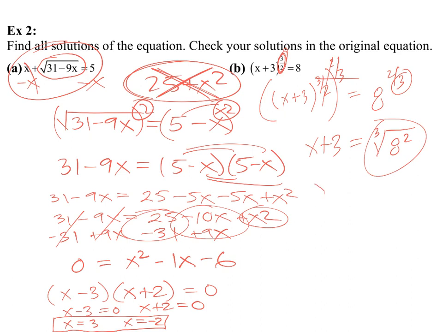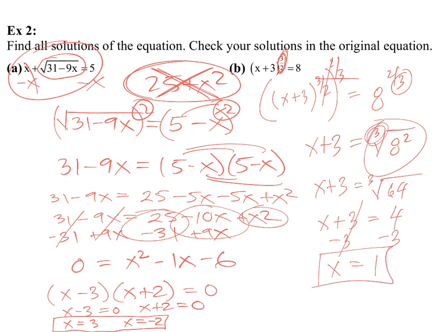I will do this. Cube root of 64. Well, what times itself is 64? That would be 4. And I subtract 3, and x is equal to 1. All right, for cube roots, you don't have to worry about the positive and negative case. And your solution is 1. You could plug it back in, and it'll check out okay. So you have one solution for this example. Last example.